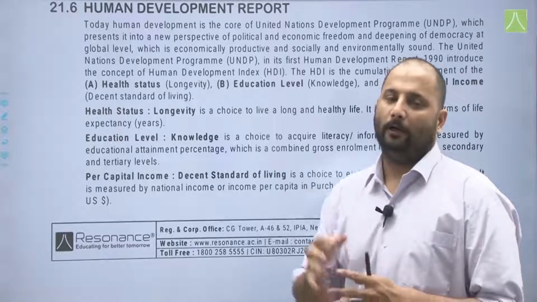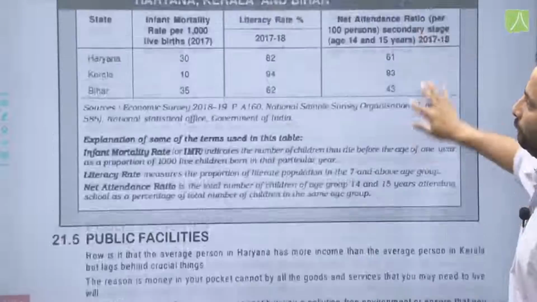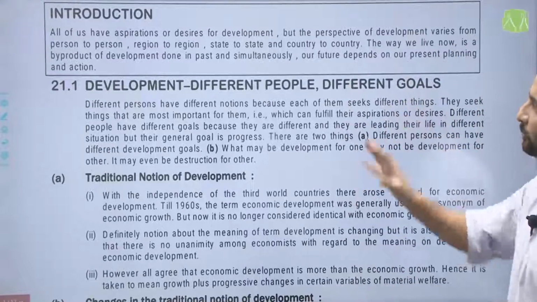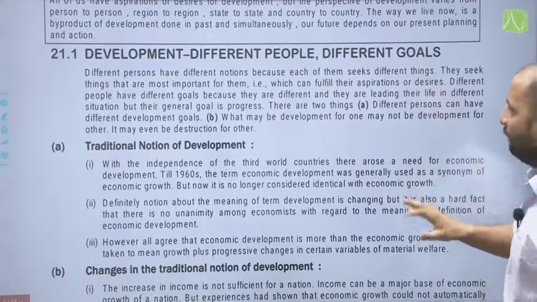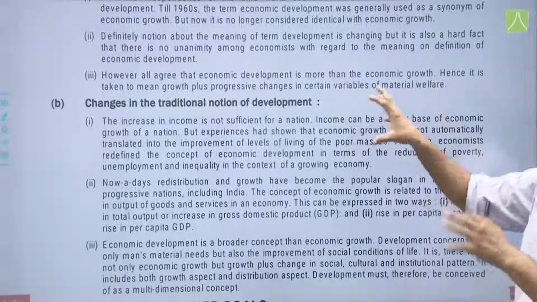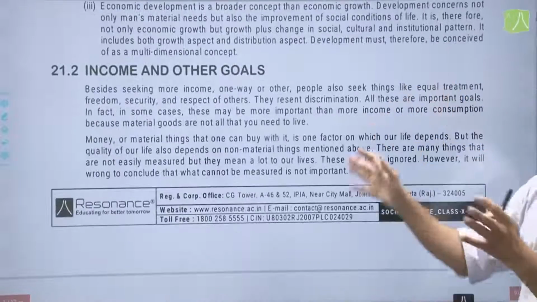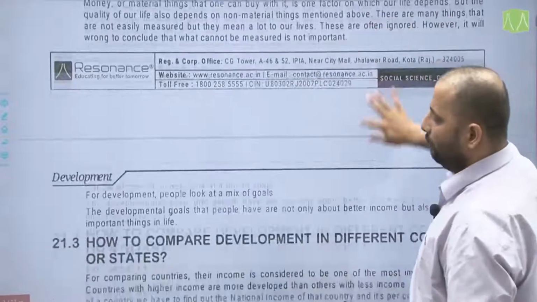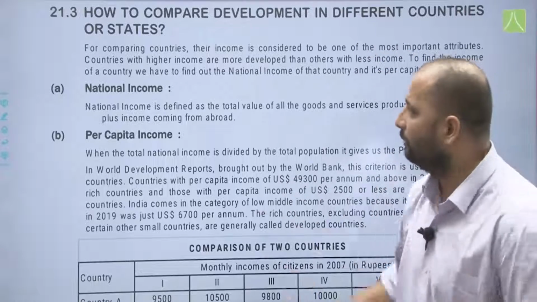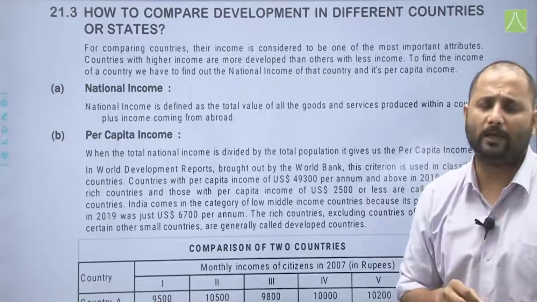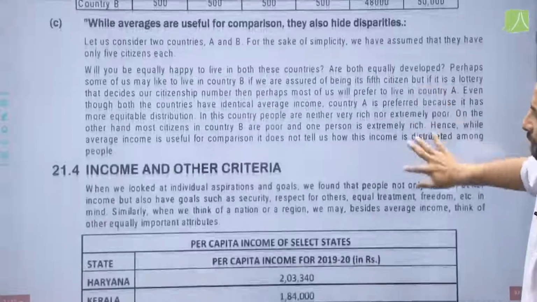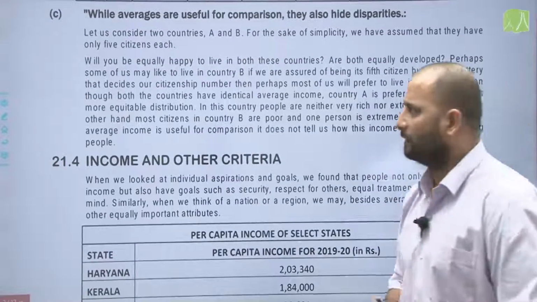Previously we had covered topics, and I will just scroll up so that you have a brief revision of what we did earlier. We looked at the introduction, and then we saw development, different people and different goals. Then we talked about the traditional notion of development and the changes in it. Later on, we talked about income and other goals, and how to compare development between different countries or states. Then we saw the concept of national income, per capita income, and the World Bank's report, which classifies countries according to their per capita income.